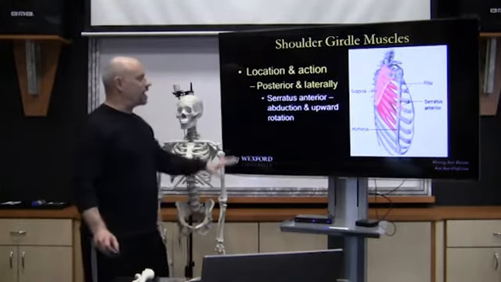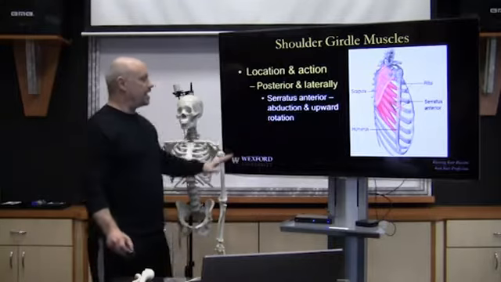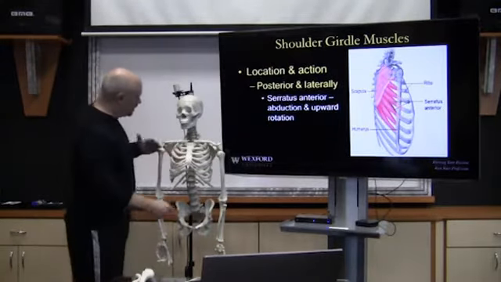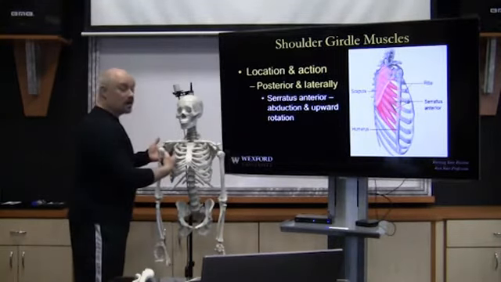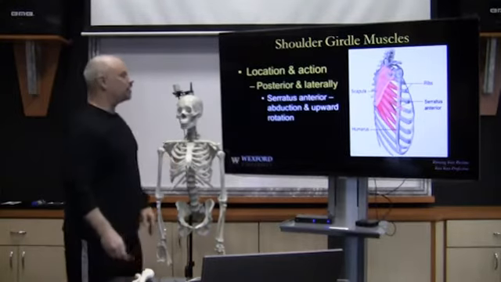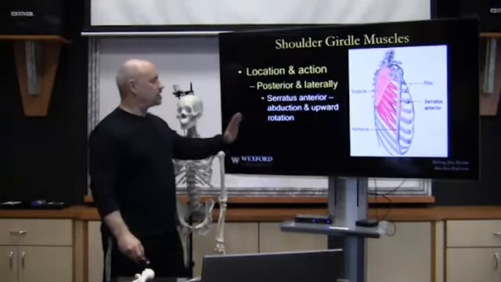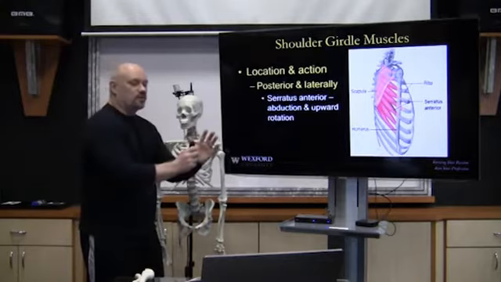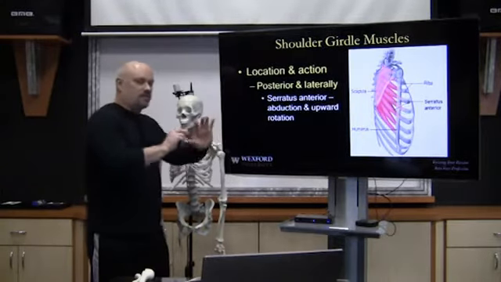Posteriorly and laterally, we have the serratus anterior, and it's attached to the rib cage and attaches to the underside of the scapula. It causes abduction, pulls shoulders away from the spine, and rotates it upward.